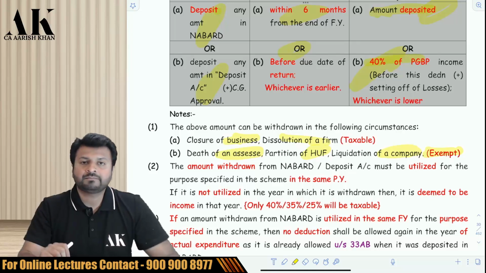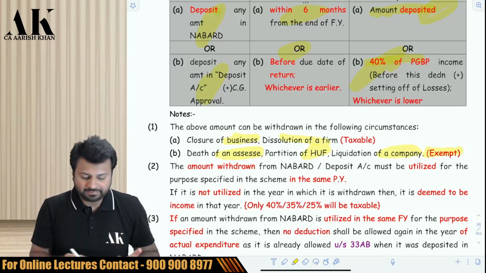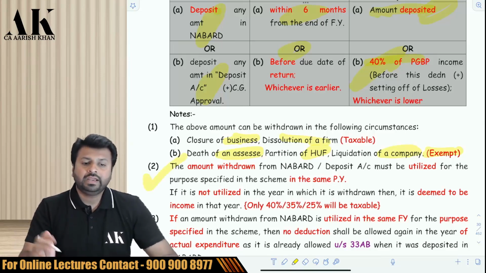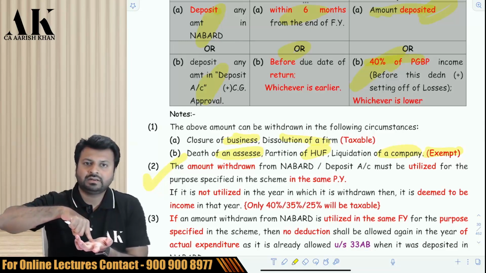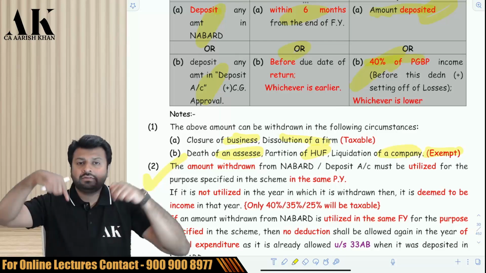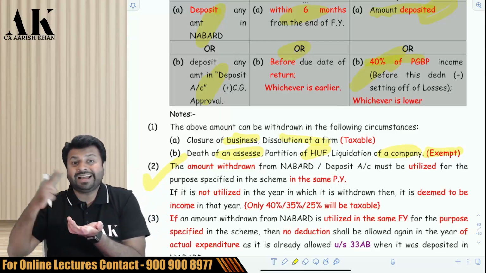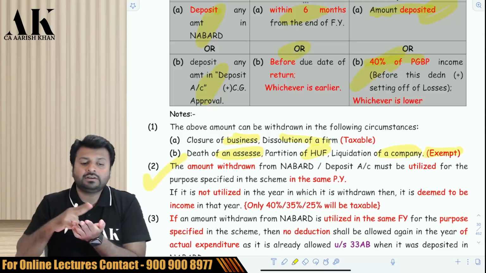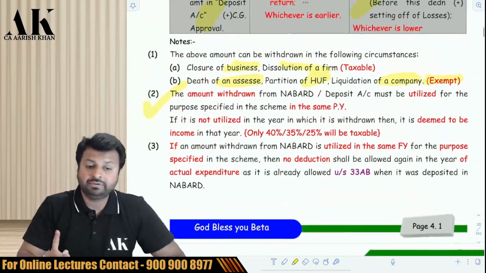Okay. Second, if I withdraw the amount, what am I supposed to do? The moment you withdraw the amount, you have to utilize that amount in the same previous year for the specified purpose as it is written over here. Suppose you withdraw 10 lakh rupees out of the NABARD fund, you have to utilize it in the same previous year. If you do not utilize it in the same previous year, then that amount will become deemed income, but the taxable portion will only be 40%, 35%, 25%, as per rule 8, rule 7A, and rule 7B. Be careful about it.